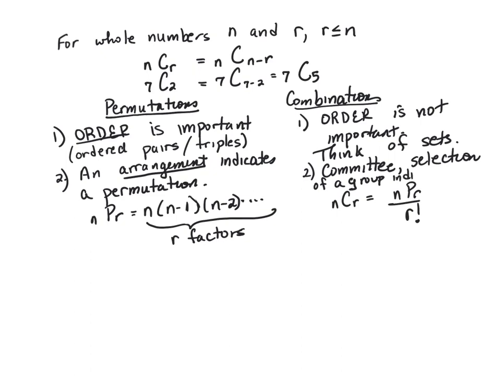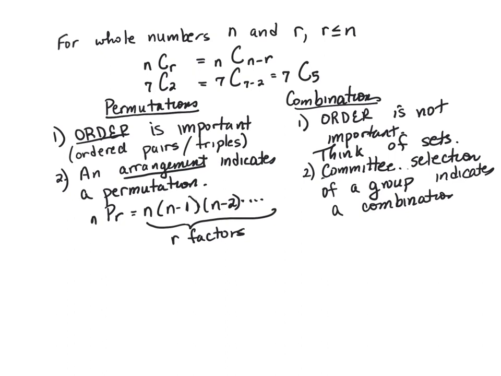Okay, I'm going to just erase this here. Of a group indicates a combination. So the key words for combination are committee, select, and order is not important. So look out for those words. Okay, arrangement, order is always important. And again, we have to write the formula. nCr equals nPr over r factorial.